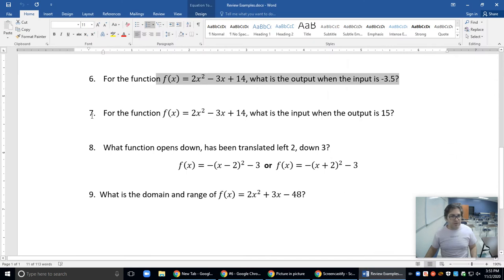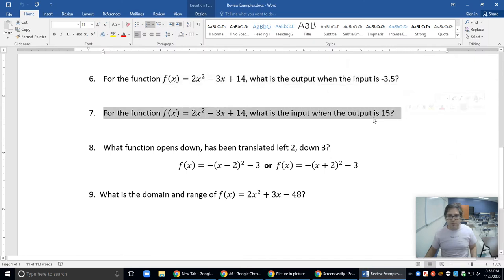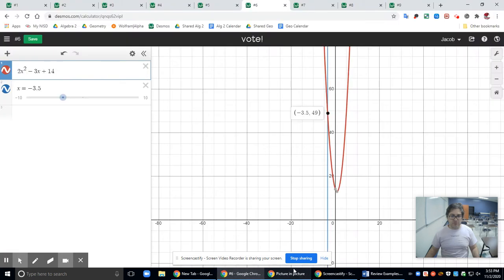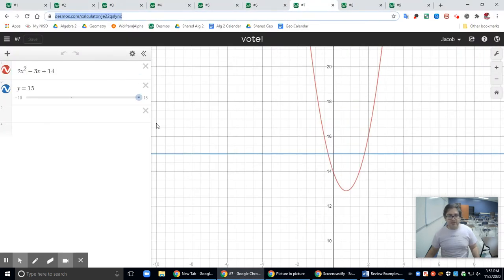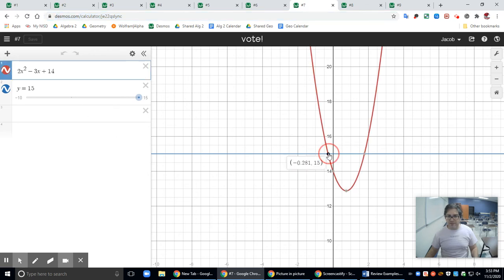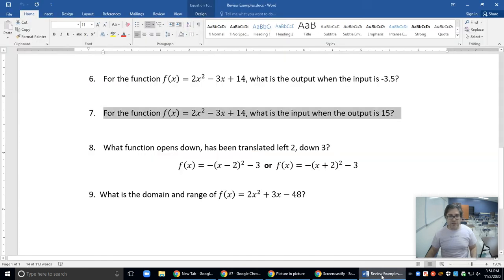So here for the function, what is the input when the output is 15? So output is a y value, so I need to look for when y is 15. That again is really simple to do in the graphing calculator. Type in y equals 15. You see it intersects twice. Get both of those coordinates. The x values are going to be your answers. Those are your input values.